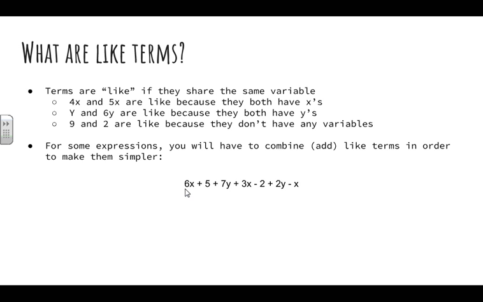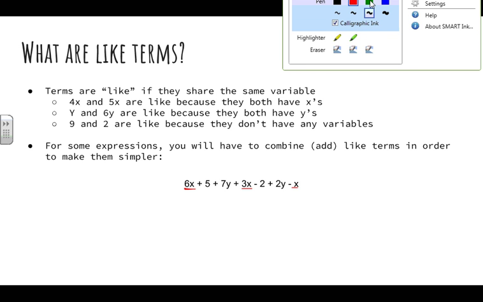So I'm going to underline all my like terms in different colors. I'm going to color code. I'm going to underline all of my x's in red. So I have 6x here. Just scan through, and I've got a 3x here, and I've got an x here. All right, so those are all like terms. They all have x's. I can combine those, put them together.